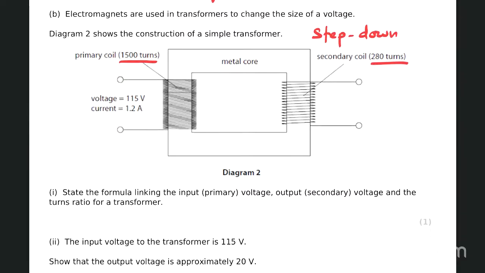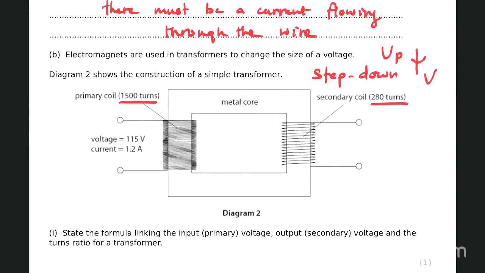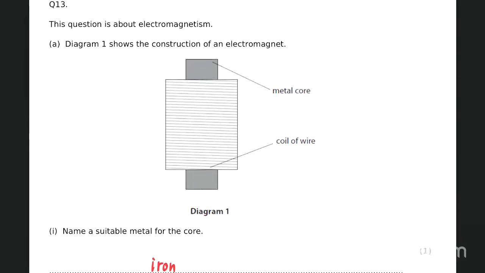You are reducing the voltage. So from primary voltage to secondary voltage, you are reducing the voltage. So this is question number 13.